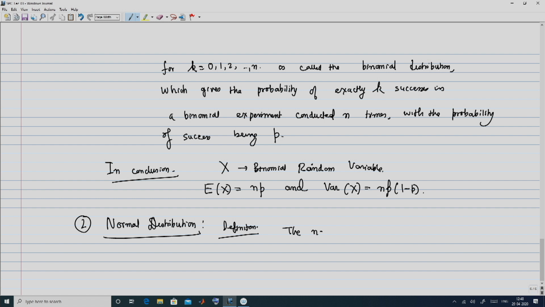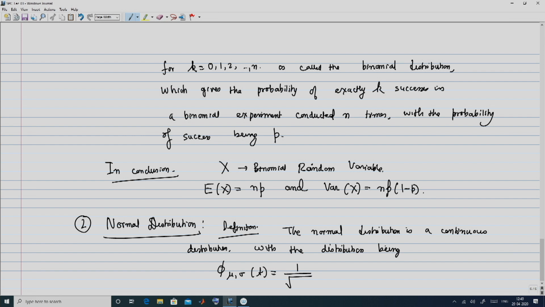So the normal distribution is a continuous distribution with the distribution being, this is the cumulative distribution, phi mu sigma of t. This mu and sigma are going to be the parameters, and this is given by 1 over square root of twice pi sigma square, integral minus infinity to t, e raised to minus x minus mu whole square by twice sigma square, and the integral is with respect to dx.